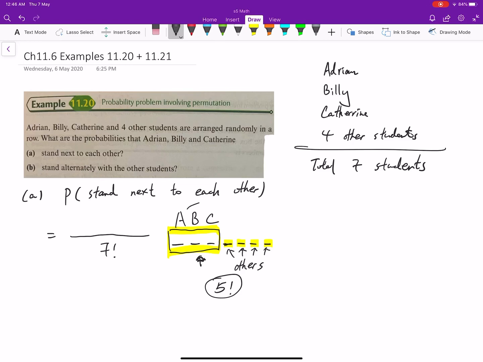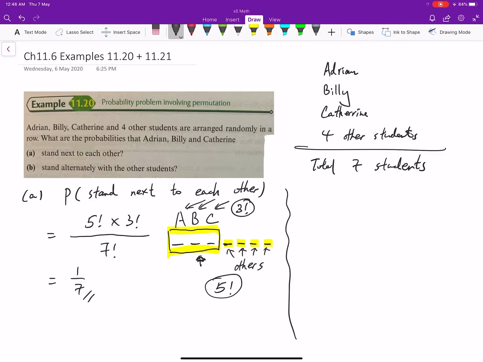And then for this A, B, C, you can also arrange themselves. So you get 3 factorial. So the number of arrangements is 5 factorial times 3 factorial. You should have learned this in chapter 10 already. So you get the answer 1/7.